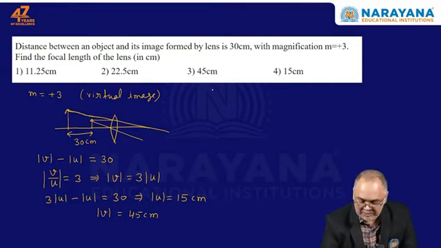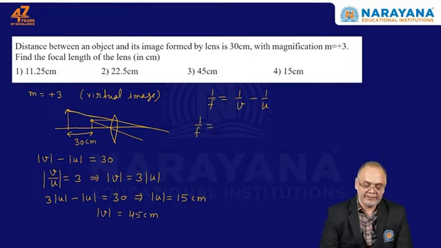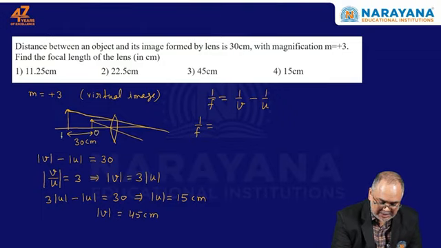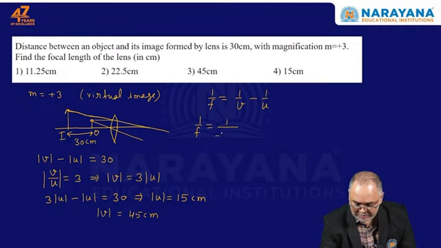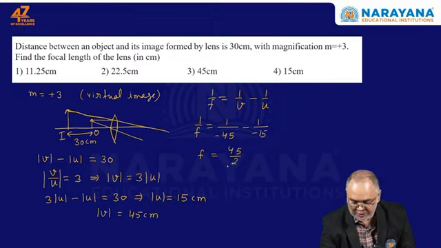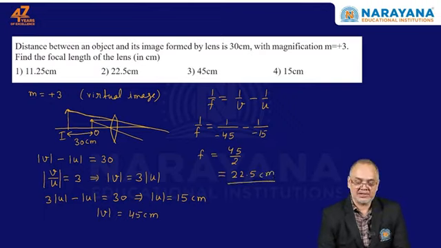Now we can find the focal length. We can write 1 by f is equal to 1 by v minus 1 by u, and here we'll put the values with sign, and both u and v are what? Negative. This is the object and this is the image. So here I can write 1 by minus 45, value of v, minus of 1 by minus 15. So if you solve this one, you get f equal to 45 by 2. So that is 22.5 centimeter. So that is the focal length of the lens.